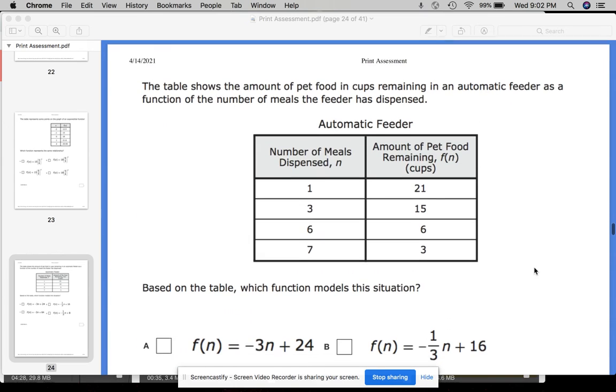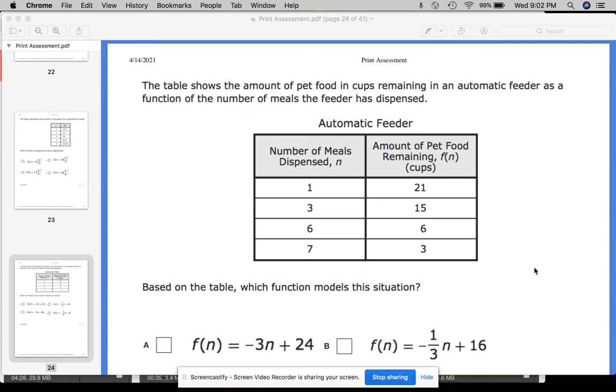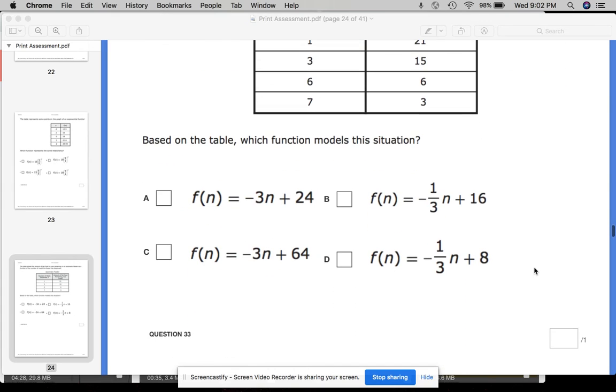Question 32. The table shows the amount of pet food in cups remaining in an automatic feeder as a function of the number of meals the feeder has dispensed. N: 1, 3, 6, 7. Amount of pet food remaining, F of N, cups: 21, 15, 6, 3. Based on the table, which function models the situation?